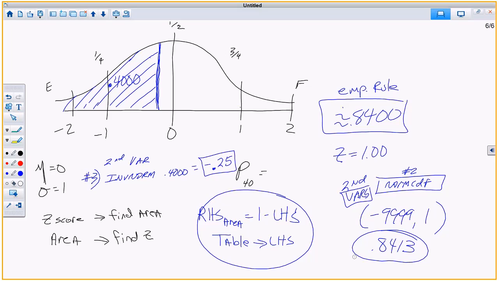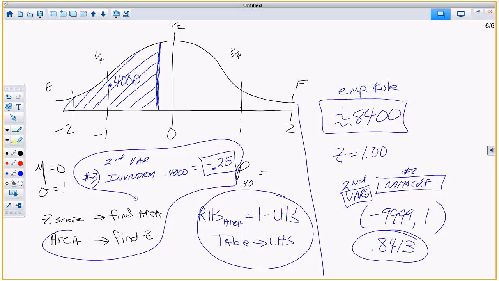Okay, so here is the second type of question, and these are the two questions I'd ask. I'd either ask for the area, find the z-score, or given the z-score, find the area. And those are the two types of questions so far in chapter 7. And the third type of question is a continuation of this.